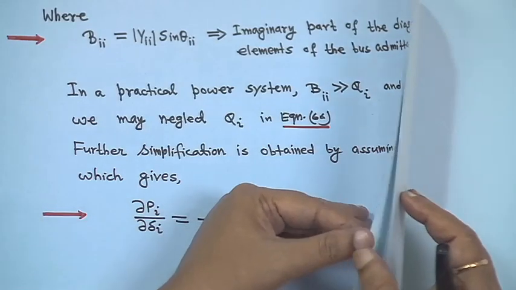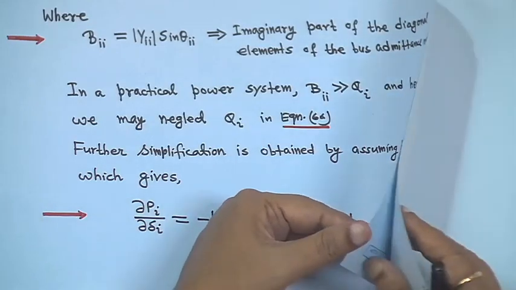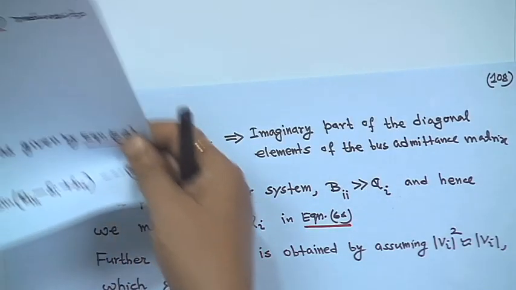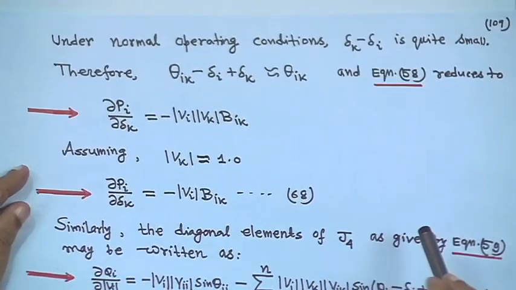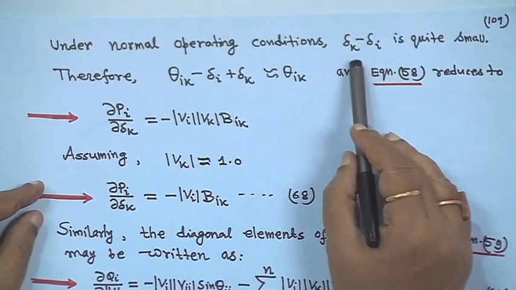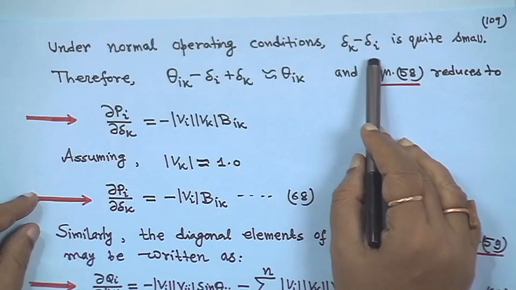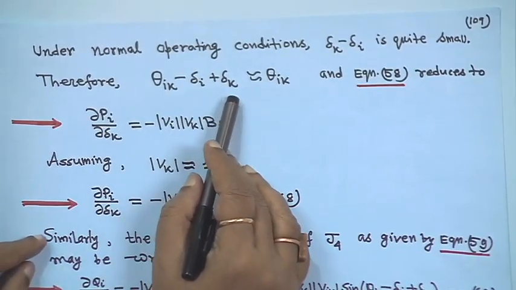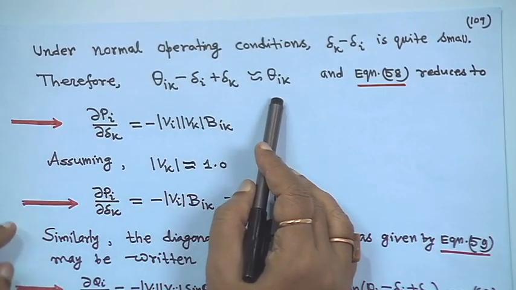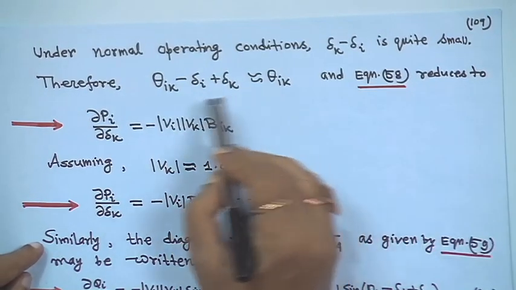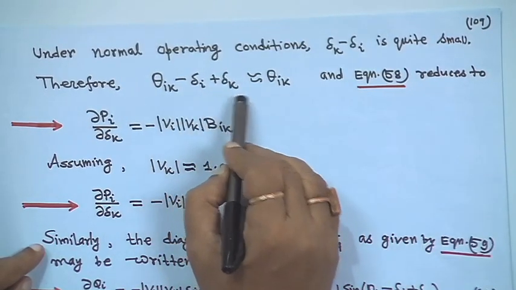Similarly, under normal operating condition, delta k minus delta k is quite small. Therefore, theta ik minus delta i plus delta k is approximately taken as theta ik. Therefore, in equation 58, you please put this condition, that theta ik minus delta i plus delta k.